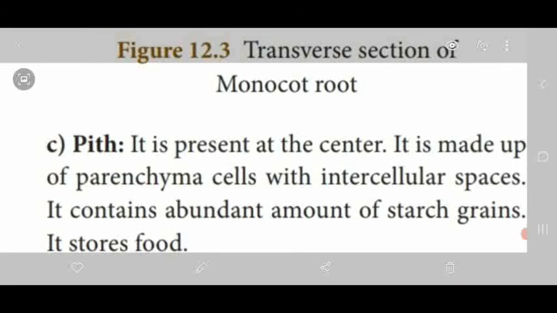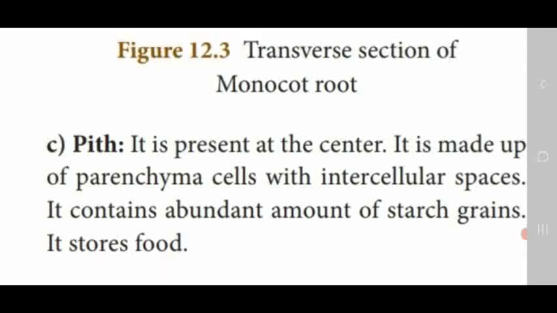See pith, it is present at the center, made up of parenchyma cells with intercellular spaces. It stores a large amount of food material, I told you. That food material is in the form of starch grains. So this is the internal structure of monocot root.